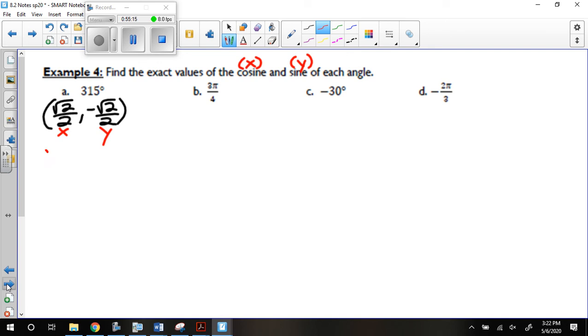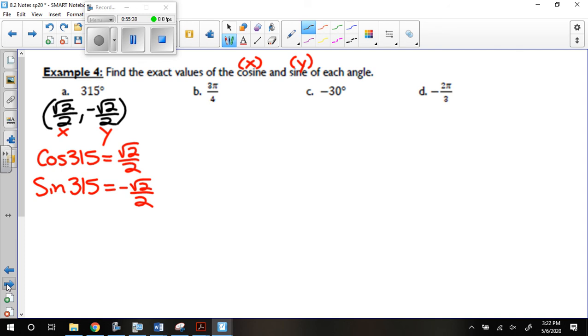So cosine of 315 degrees. Remember I said cosine is the x value. So that equals the square root of 2 over 2. Sine of 315 degrees is the y value, so that's negative square root of 2 over 2.